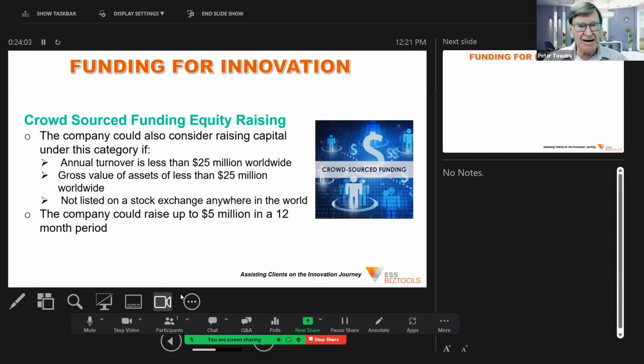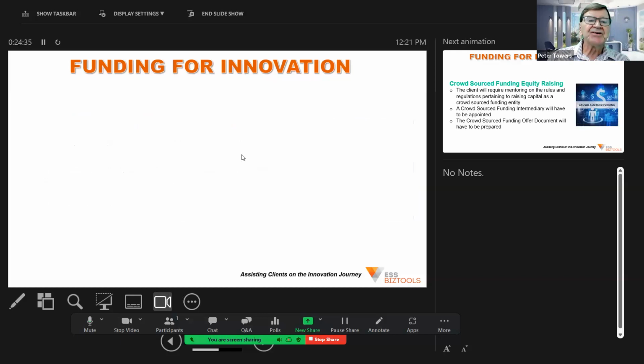We really need to get that percentage a lot higher than only 3% of the people that applied. On my reckoning, that was about 1,680 for the year that the report related to, which was 2 years ago. And of that, about 140 got approved or raised money. Not enough. So that's crowdsourced funding, equity raising can assist.